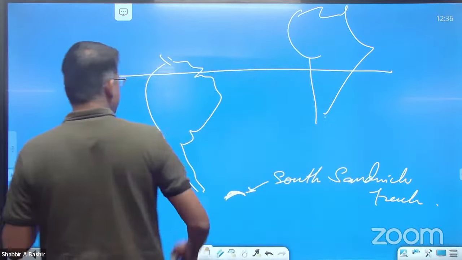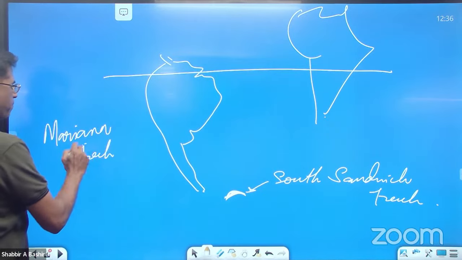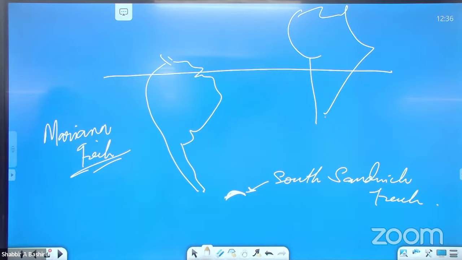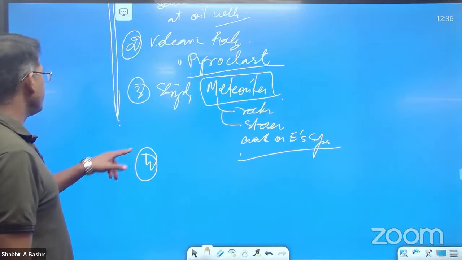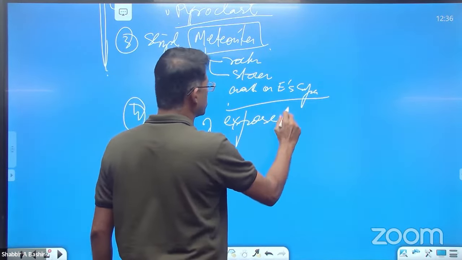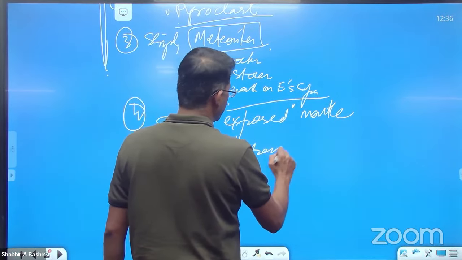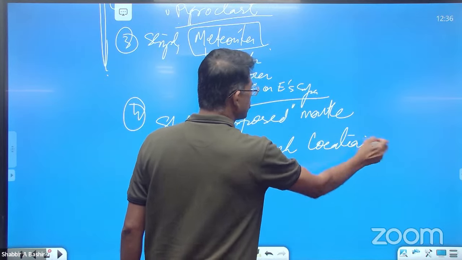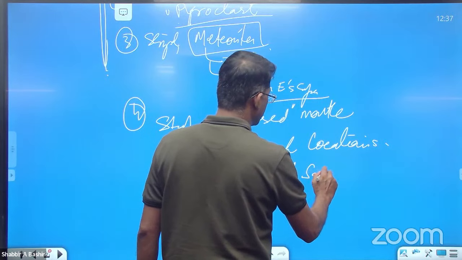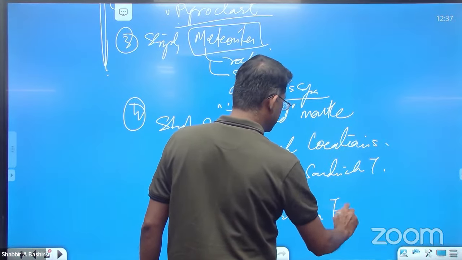Okay, Mariana Trench is in the Pacific Ocean, a trench called the Mariana Trench. At the Mariana Trench and at the South Sandwich Trench, parts of the mantle are accessible. Okay, that's all. You don't need more than this. So, study of the exposed mantle at deep trench locations, such as I said, the South Sandwich Trench, and also at the Mariana Trench.